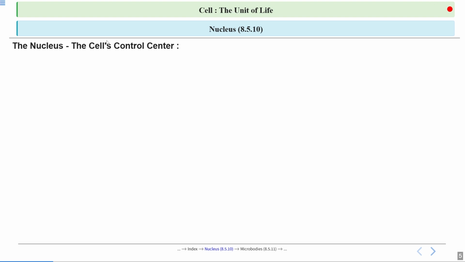The nucleus is the cell's control center. The nucleus is controlling all the cell, like your central nervous system, which includes brain and spinal cord, is controlling the whole body. So the nucleus is controlling all the cell activities. That's why it is known as the cell's control center.